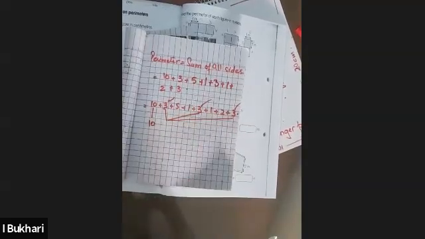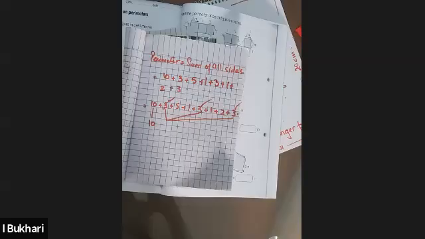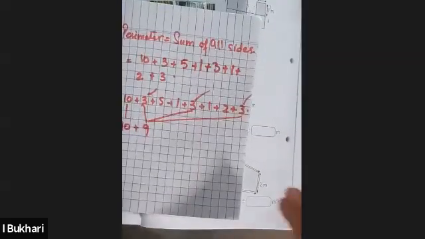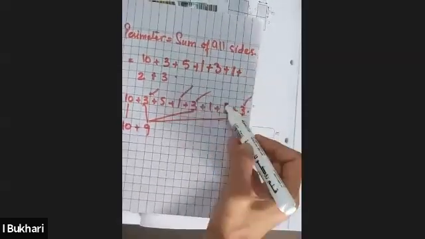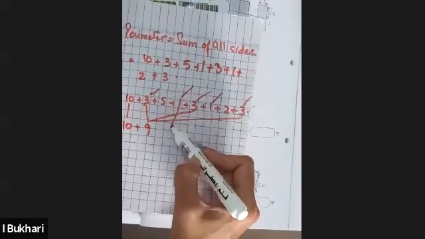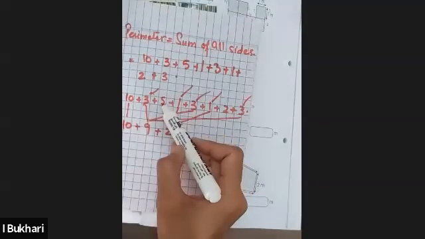3 times 3 is, Muntaha? 9. So can I write 9 here? Yes. Right. Now, are there any other numbers being repeated? 1, 1. 1 plus 1 is? 2. Okay. Then we are left with 5 and 2.